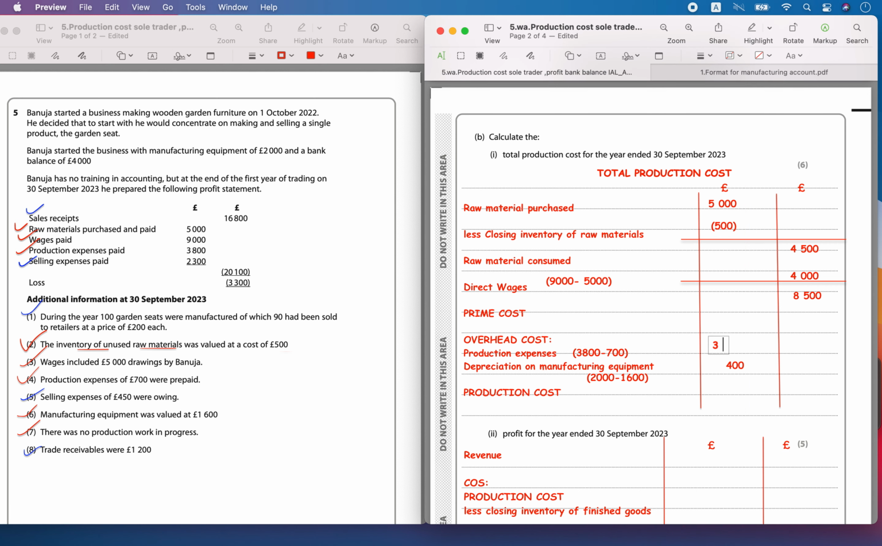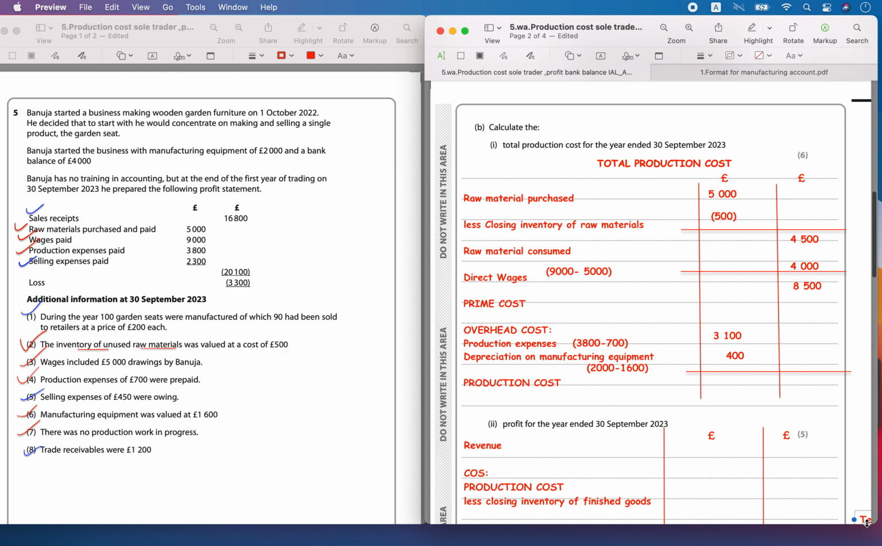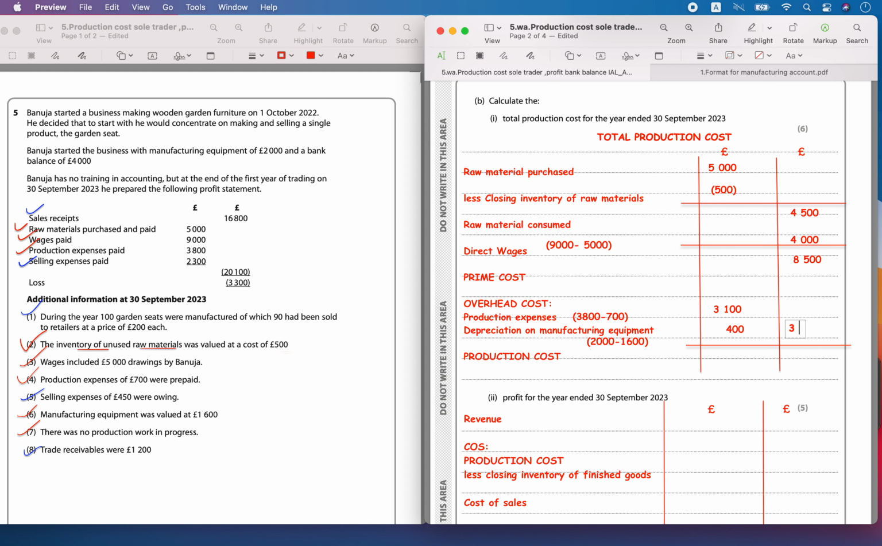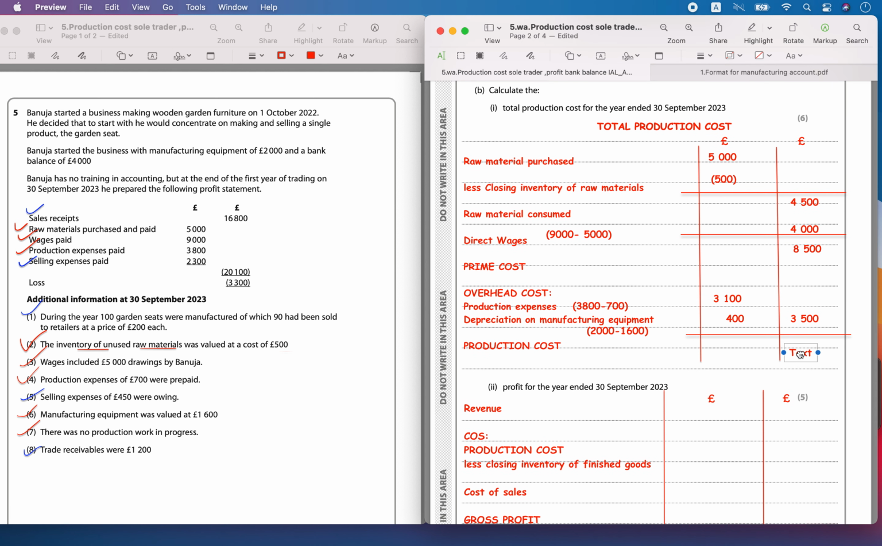Okay, so 3,100. Now let's add up the total overhead cost. So the total overhead cost is 3,100 plus 400, that is 3,500. Now let's add up this 8,500 plus 3,500. Its value is going to be equal to 12,000. So 12,000 is going to be the production cost.